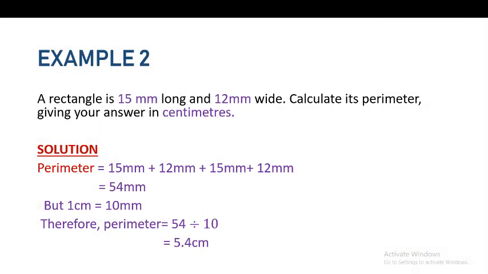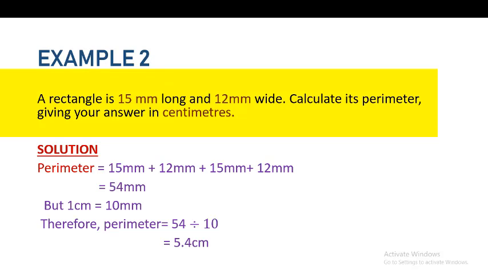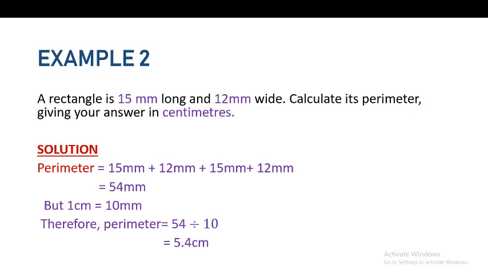Now here we have example 2. A rectangle is 15 millimeters long, that is our length, and 12 millimeters wide, that is our width. Calculate its perimeter, giving your answer in centimeters. Here, it means that we should convert millimeters into centimeters, or we should calculate the perimeter of the shape, and then that answer should be converted into centimeters. So let us see the solution.